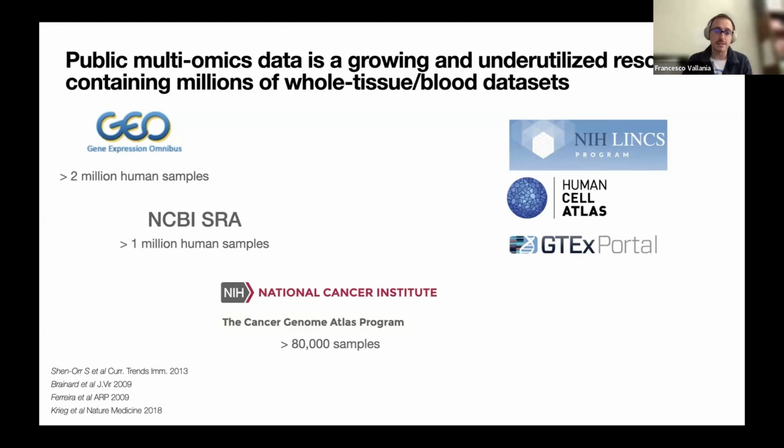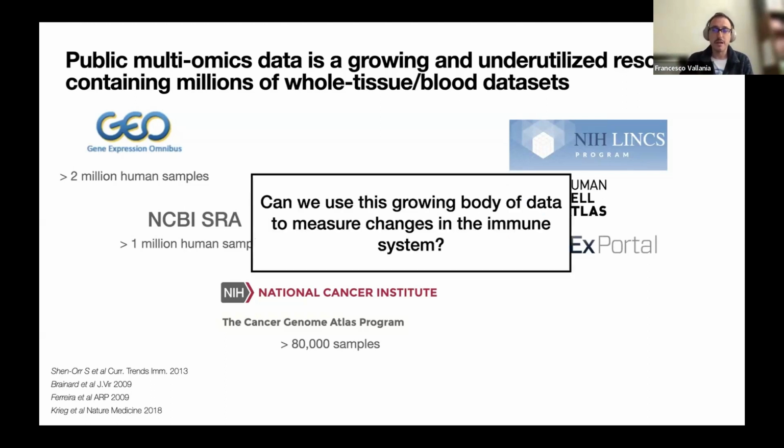And the idea is that we reached a point where there's over $10 billion worth of samples that have been profiled in these databases, and oftentimes people don't use them in a very effective way. And so, the question is, can we use this growing body of data to actually learn something about the immune system by applying machine learning to it?